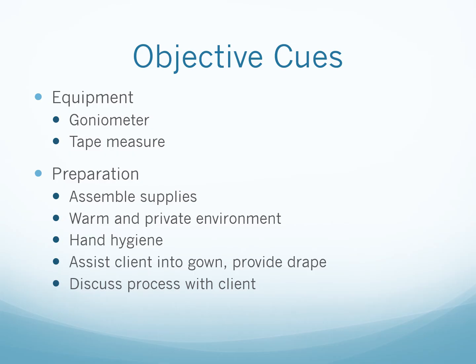Also a tape measure. This may be useful to compare muscle size, swelling, edema, or limb circumference bilaterally. So things like measuring calf circumference can help monitor for asymmetry or muscle atrophy.